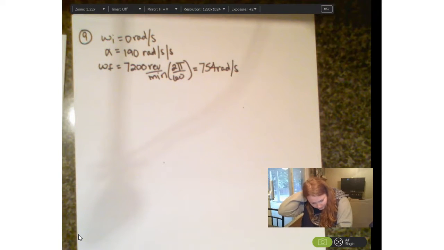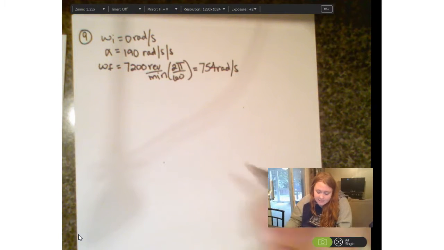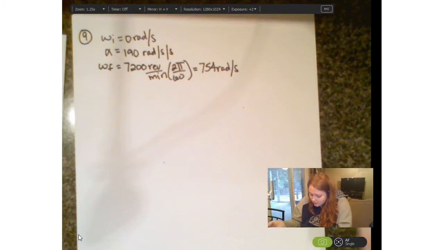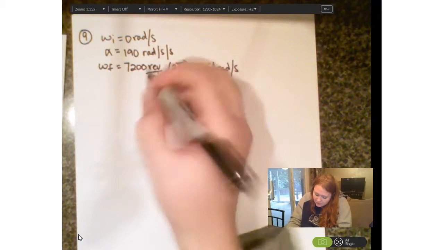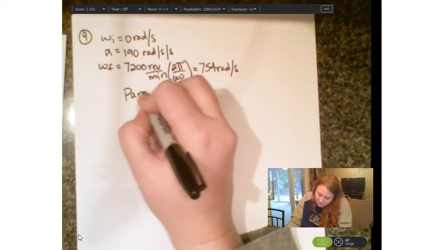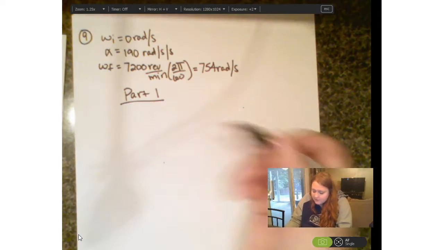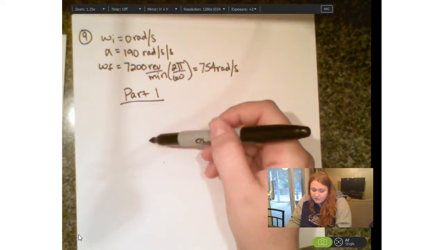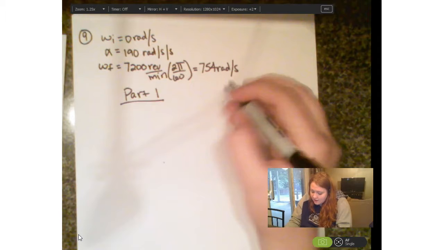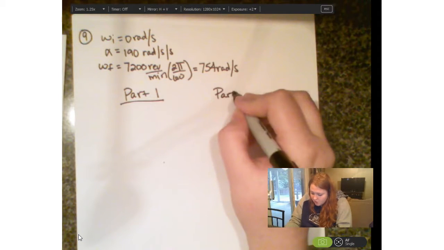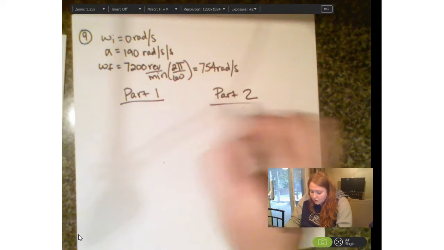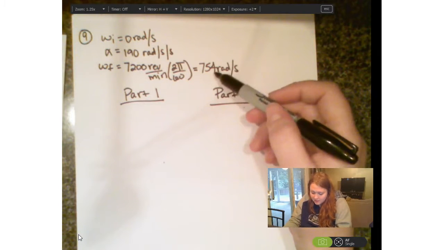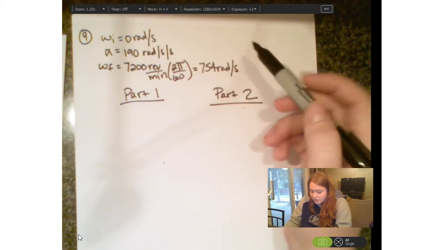Okay, it says how many revolutions has the disk made 10 seconds after it starts up? Now in class we said, well, there's going to be 2 parts to this problem. The first part is we got to figure out how much time it's accelerating, because we're going to have a total of 10 seconds. And then the next part, it's going to go at this constant speed of 754 radians per second.